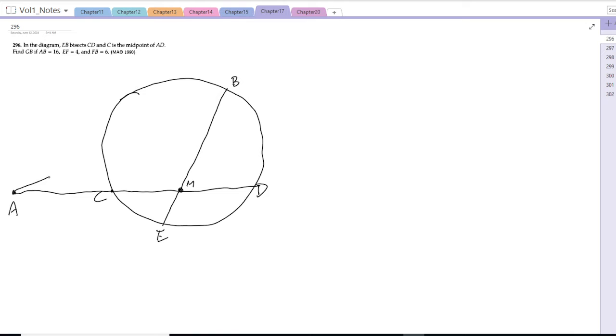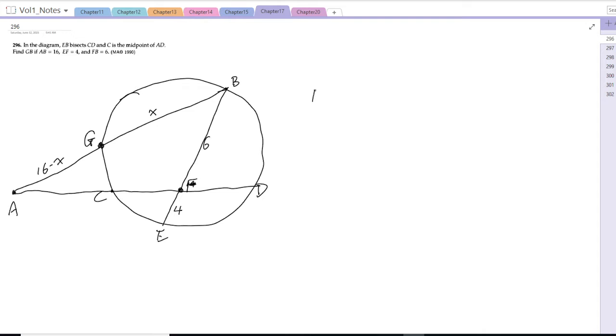Then we connect AB and intersect with the circle at G. So we want to solve for GB is X if AB is 16, so AG is 16 minus X. And if EF, I'm sorry, this point is F, if EF is 4 and FB is 6.